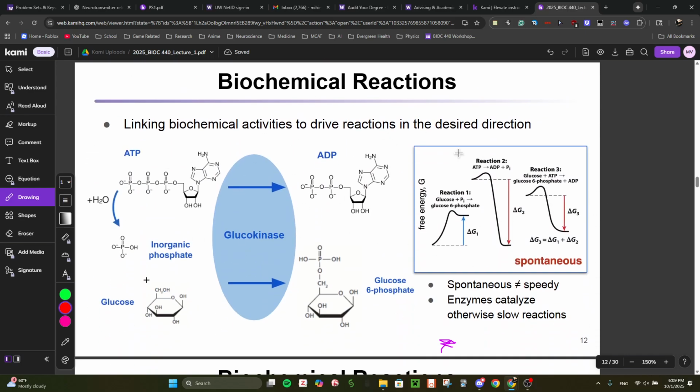And here's just a slide detailing that again, right? That's all they're showing in this slide, that if you add these two together, you get this, right? And that's how this whole process is spontaneous. Okay.